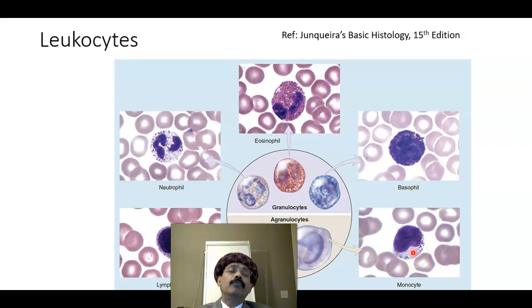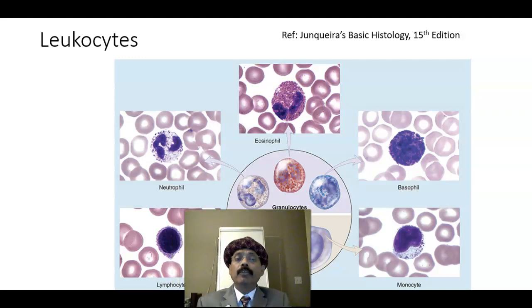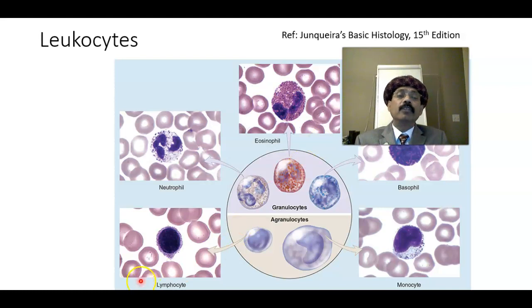Basophil is associated with some types of allergic reaction. Monocyte is the precursor for the mononuclear phagocytic system. Lymphocytes are associated with immunity, like humoral immunity or cell-mediated immunity. We have T lymphocyte and B lymphocyte. It is not easy to identify under a light microscope. It is very difficult to say which is T lymphocyte and which is B lymphocyte.